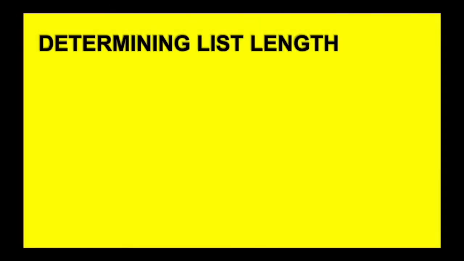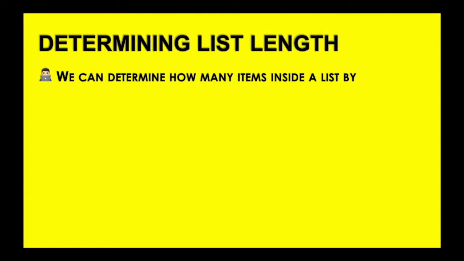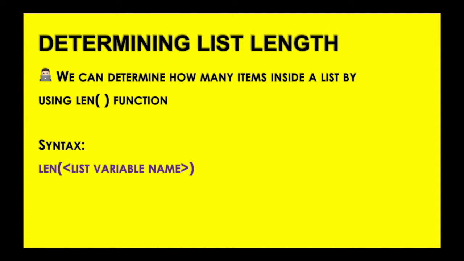Okay, so determining list length. Basically, we can determine how many items are inside a list by using the len function of Python programming. The syntax is we just need to type len, in lowercase, and inside the parentheses is just the list variable name. This len function of Python stands for length, and it is almost the same as the count function if you are familiar with the count function of Microsoft Excel. And that's it. So let's have our task.